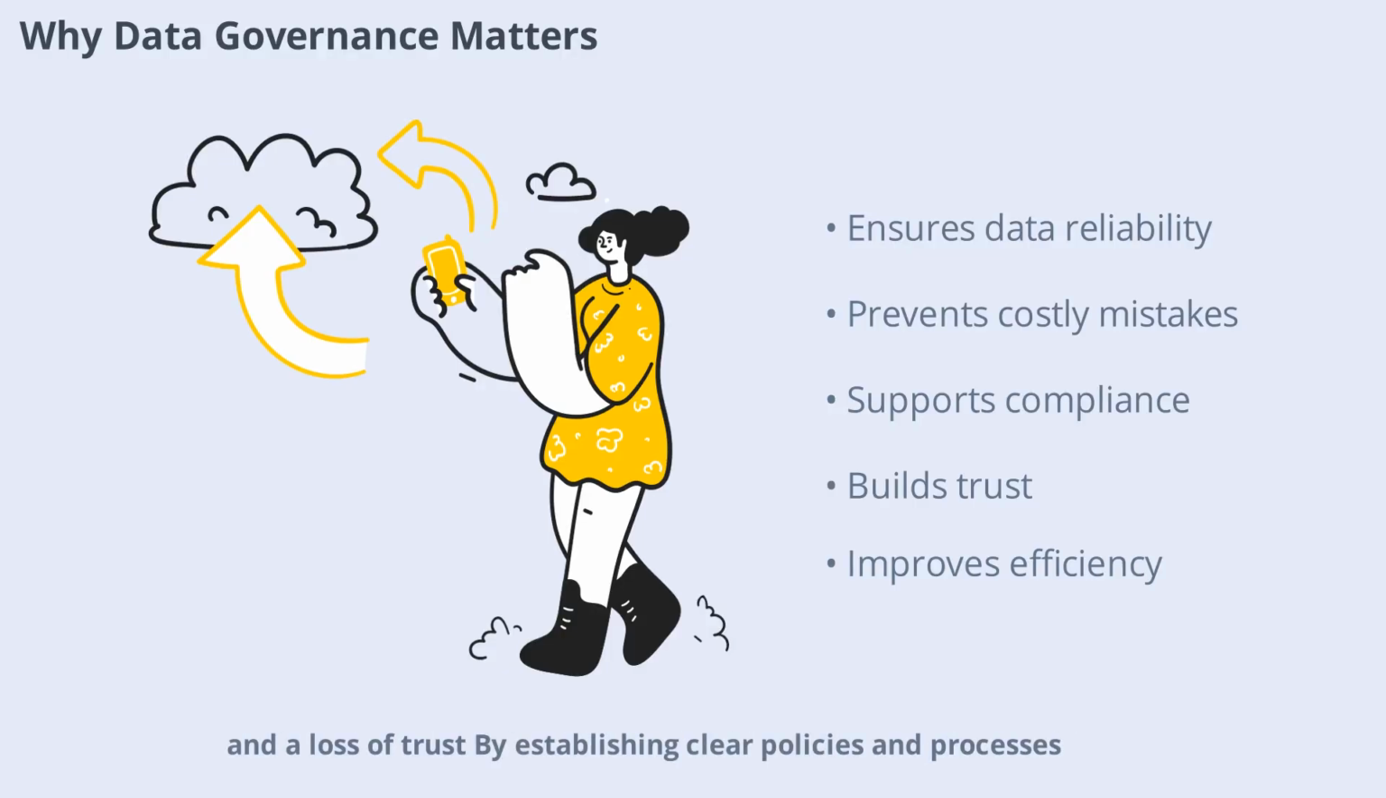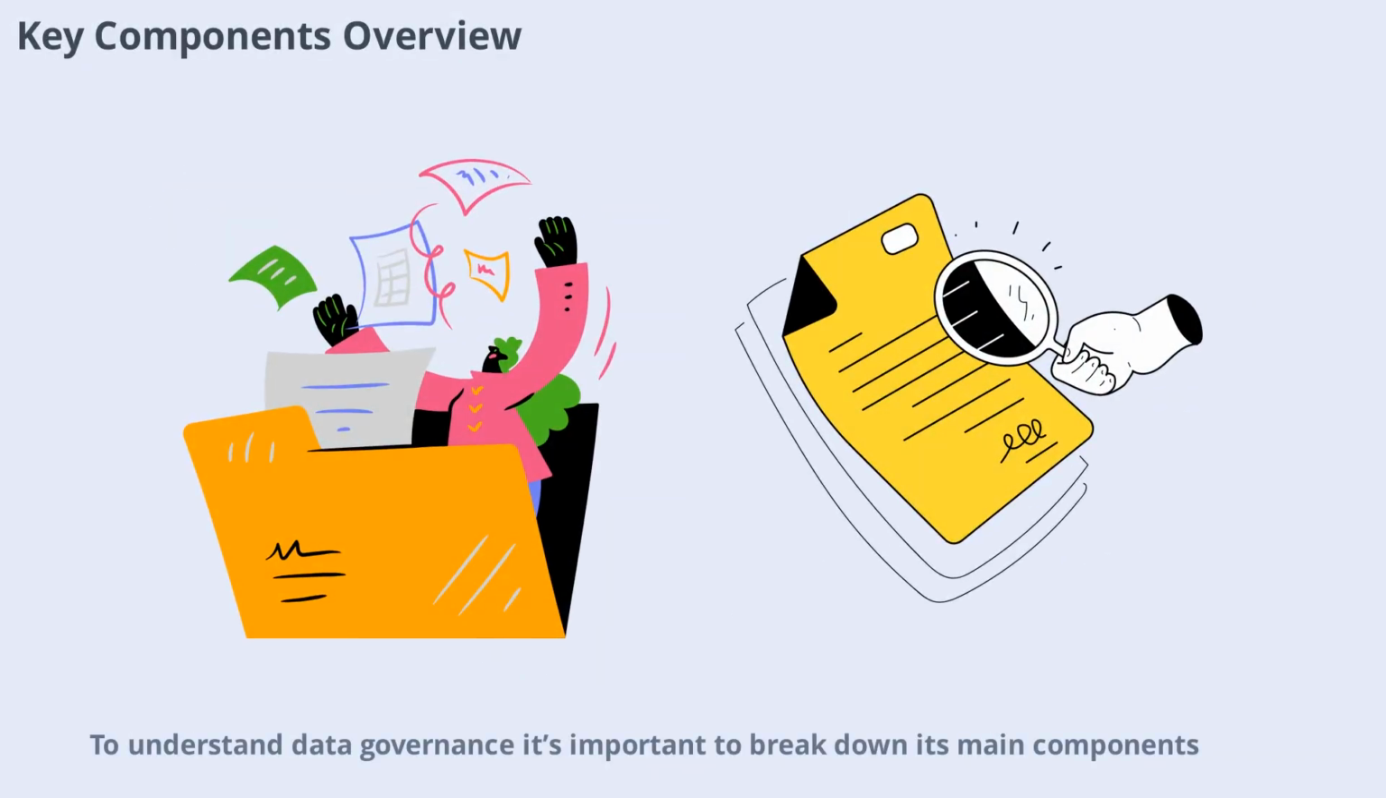By establishing clear policies and processes, organizations can ensure their data is reliable and secure. This not only protects sensitive information but also helps teams work more efficiently and confidently. Let's look at how data governance supports business success and compliance. To understand data governance, it's important to break down its main components.